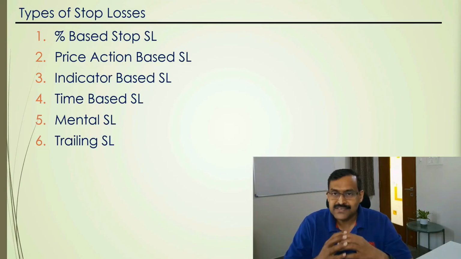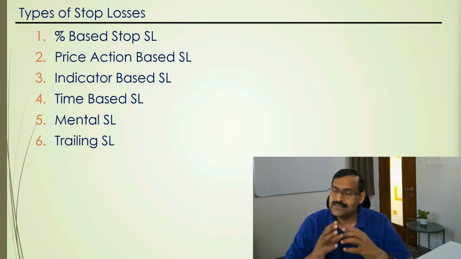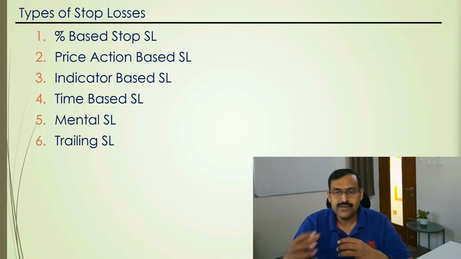Here are the 6 types of stop losses: the percentage based SL, the price action based SL, indicators based SL, time based SL, and we also have mental SL and trailing stop loss. Let us understand each one of them, what they are and how to apply them for different types of trades.